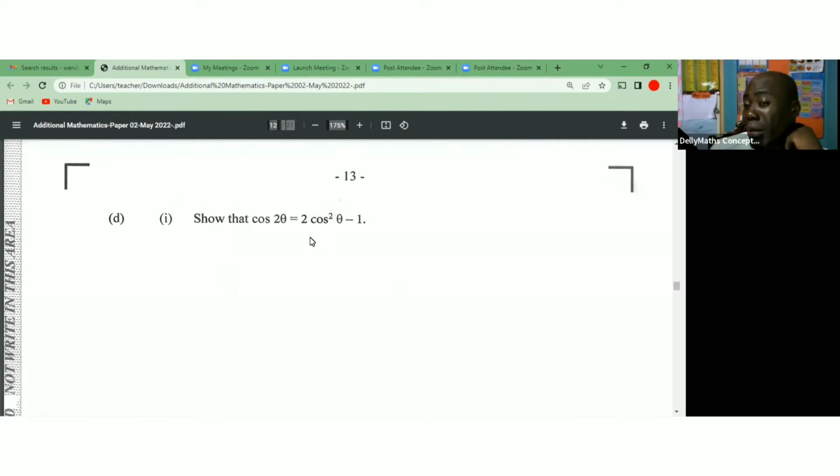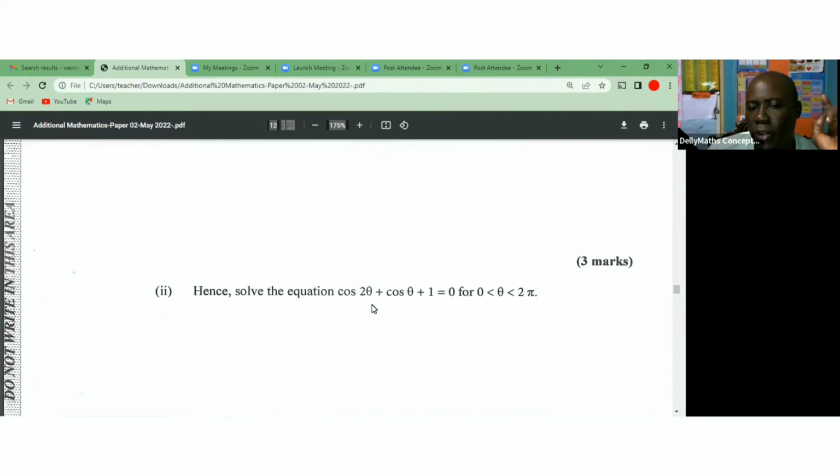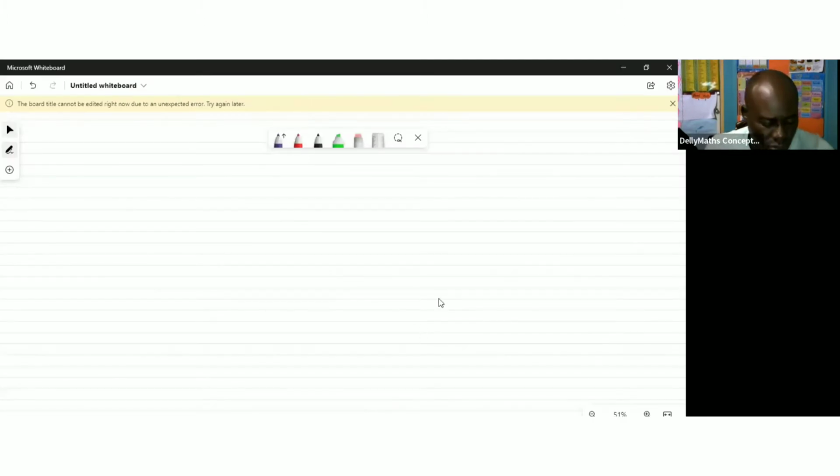square theta minus 1. We have proven that in the previous video, and now we're asked to solve the equation cos 2 theta plus cos theta plus 1 is equal to 0, where theta is less than 2 pi and greater than 0. What we're going to do here is employ some substitution quickly.